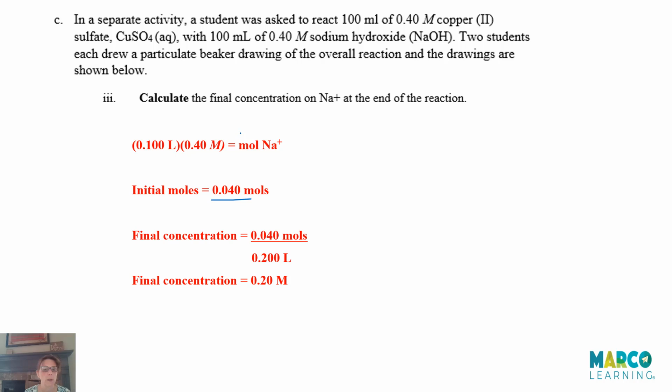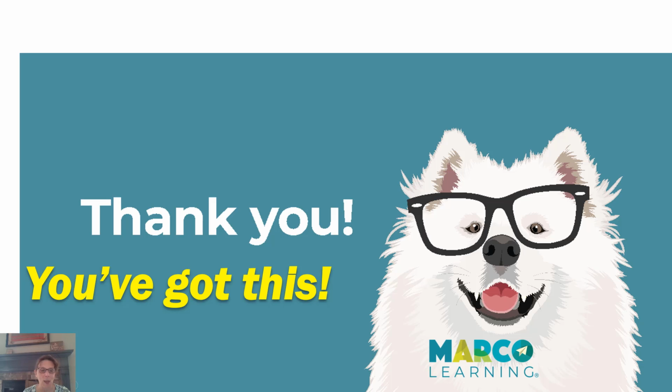So if we have 0.1 times 0.4, that gives us 0.040 moles of sodium ions. Okay, so our final concentration is going to be those 0.04 moles divided by 0.2 liters of solution, which gives us 0.2 molar. So you get the same answer either way. You can do the calculation, or you can just figure through it that if you're doubling the volume, you're going to halve the concentration. And that brings us to the end of your practice exam.